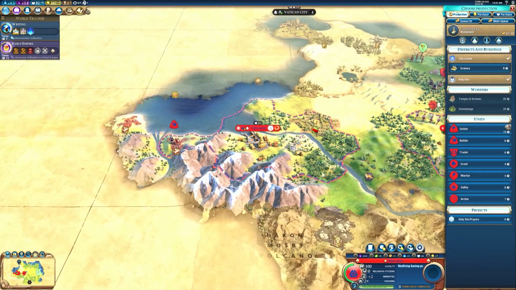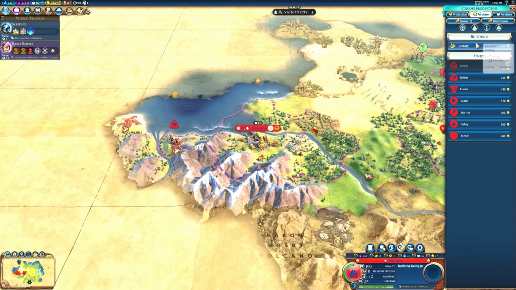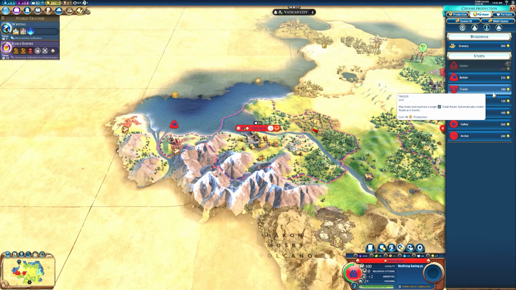You can understand the exchange rate between gold and production by looking at how much things cost. If we look at a granary, for example, on standard speed, a granary costs 65 production to build. You can also buy that granary for 260 gold. So in that sense, one production equals 4 gold.